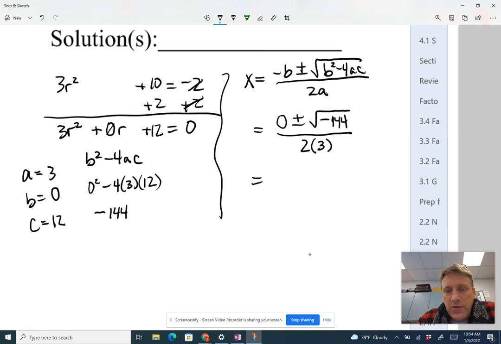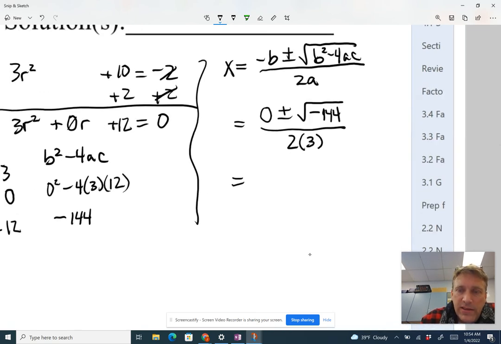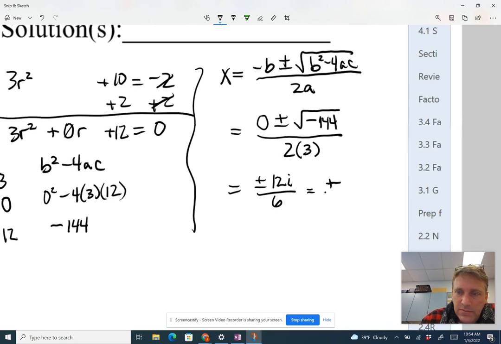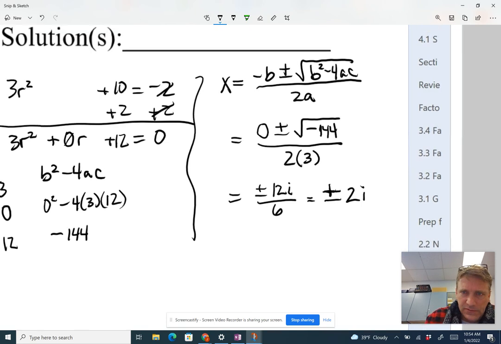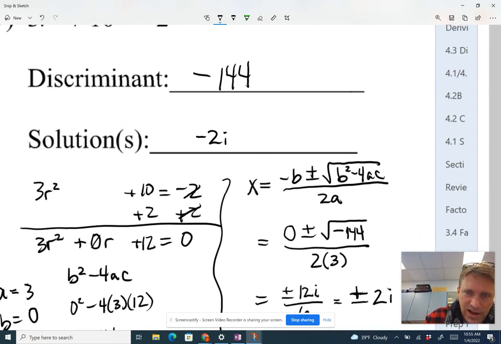Now, 144 is a perfect square, but since it's negative, that comes out as the imaginary number i. So I'm going to write this as plus or minus 12, which is the square root of 144, i, which is the square root of negative 1. And this is all over 2 times 3, which is 6. Again, I can simplify this a little more here. This is plus or minus, 6 goes into 12 2 times, so this is 2i. And so my solutions are negative 2i and positive 2i.